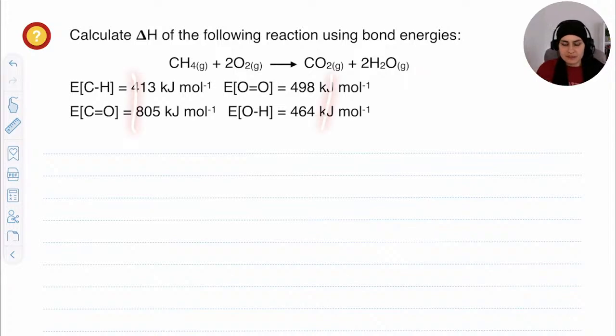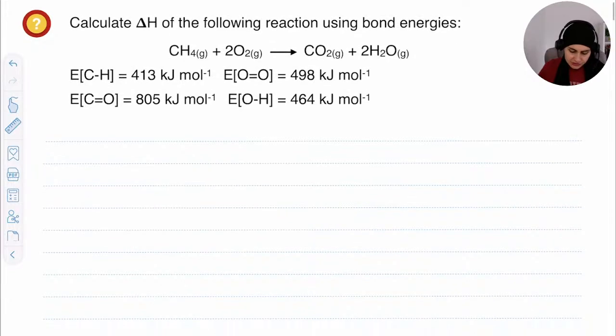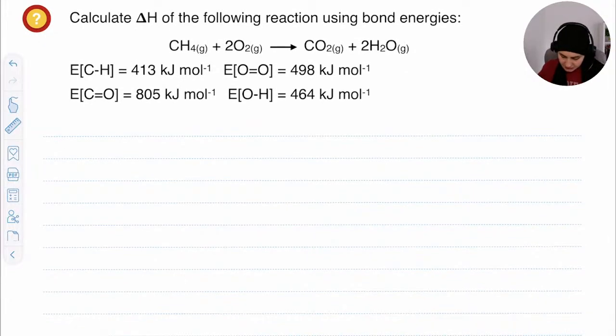Calculate delta H of reaction of the following reaction, and these are bond enthalpies from some data booklet I've taken. Whenever you have a question, because we would also study, especially for HL, other ways to calculate enthalpy change, they would tell you which table to use. I forgot what it is for bond energies for the new data booklet.